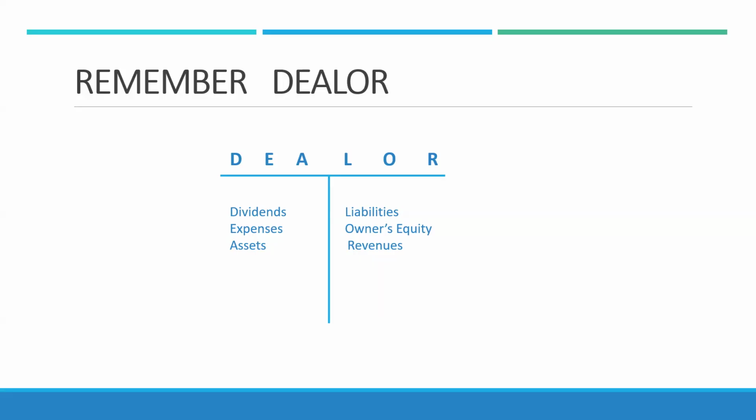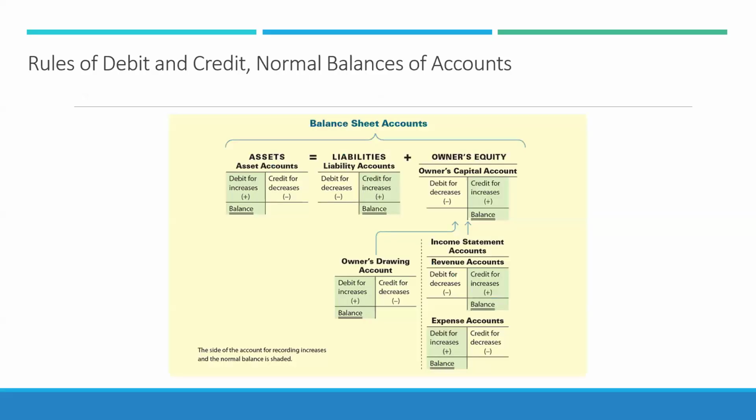What that means is to increase a dividend, an expense, or an asset, you'll debit it. To increase a liability, an owner's equity, or a revenue, what are you going to do to it? Credit it. And what does credit mean? Right. And what does debit mean? Okay. Rules of debit and credit, normal balances.